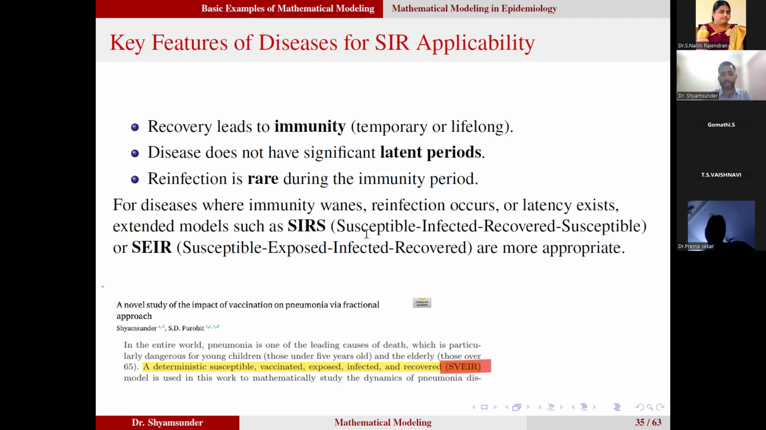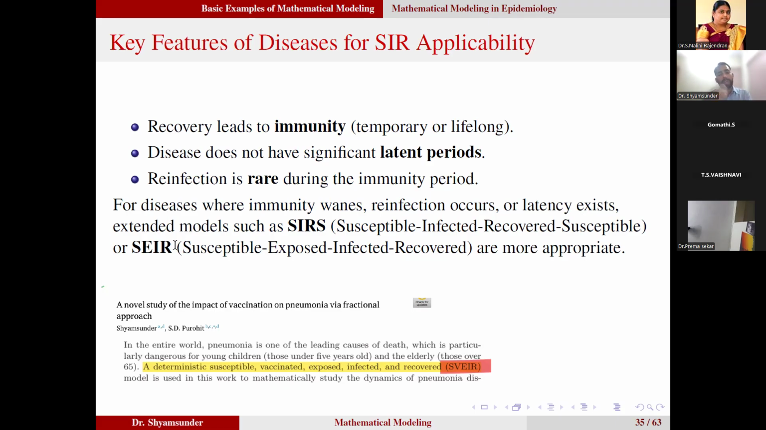Then also we join the susceptible class, like the SEIR model: susceptible, exposed, infected, and recovered. Sometimes we are susceptible, but then after we take the disease test, sometimes the result is positive, sometimes negative. If it is negative, then we are removed from the exposed stage. If it is positive, then we go to the infected and recovered population, recovered individuals.